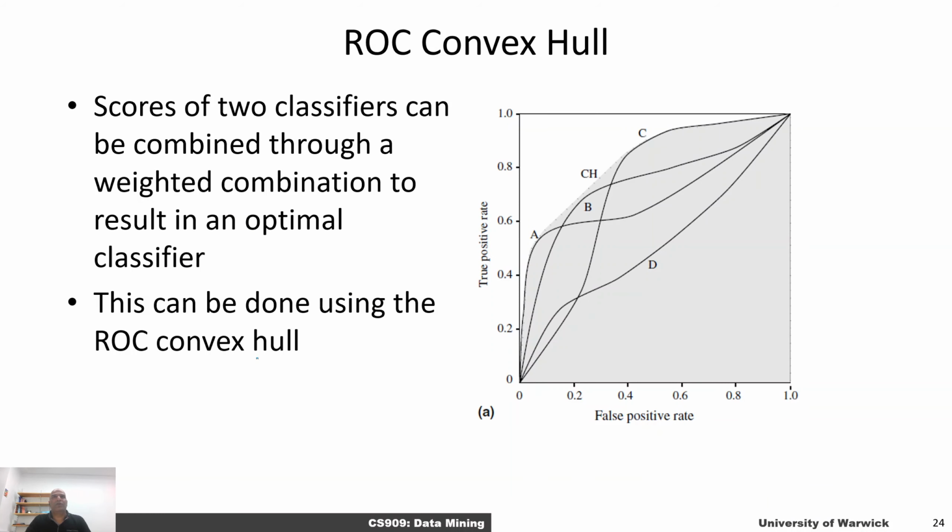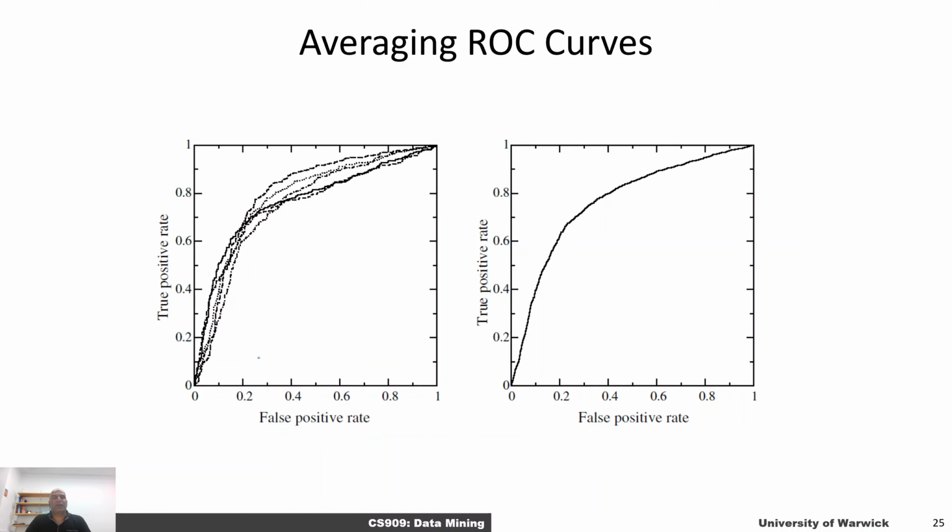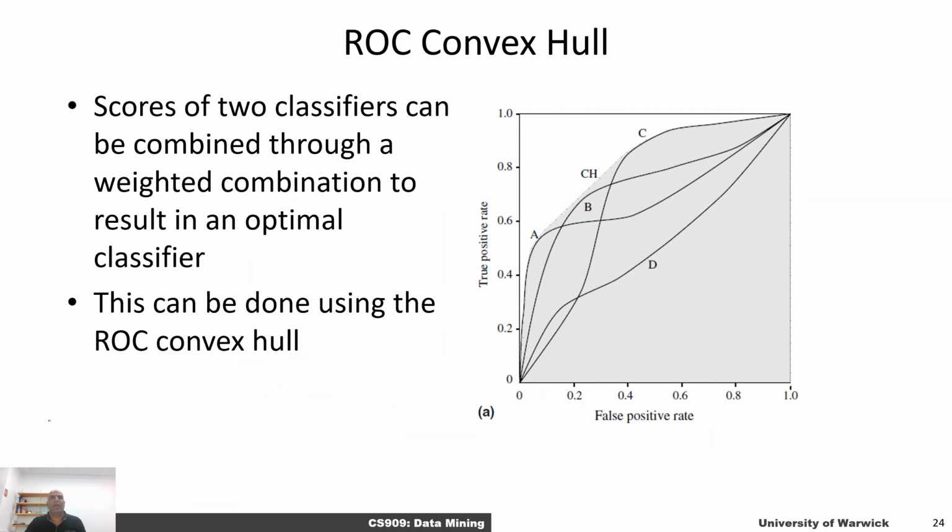Okay, so we can also calculate the average of different ROC curves. Let's say you've got multiple ROCs from different classifiers, you can take an average of them, and it's really straightforward to do. There are libraries available out there that allow you to average ROC curves. And similarly, if you have two different classifiers, you can take the convex hull. Or if you've got multiple classifiers, you can take the convex hull of the ROC curves of those classifiers.